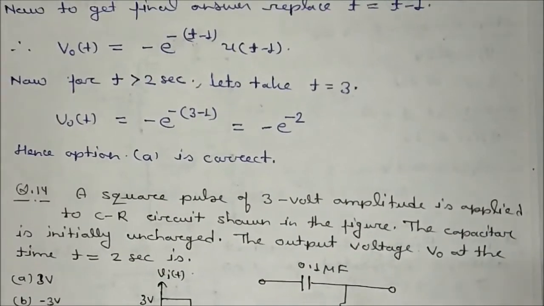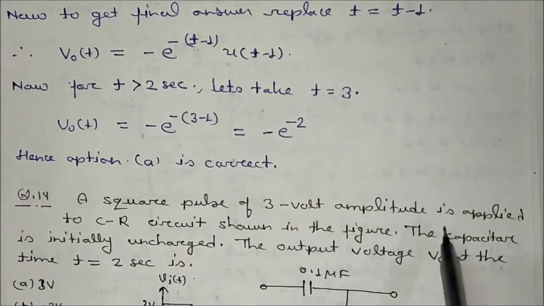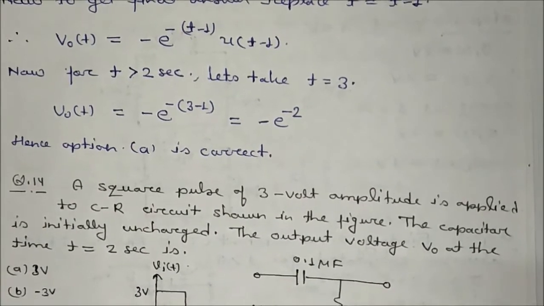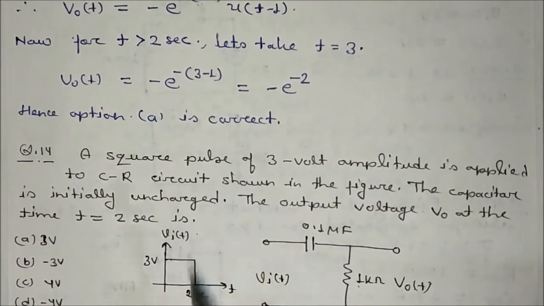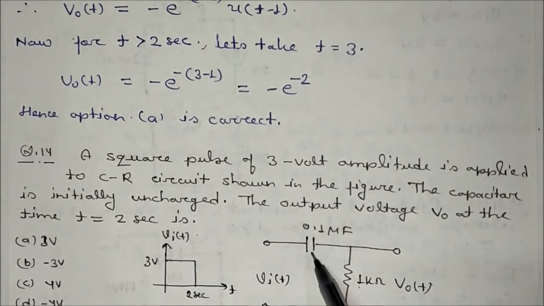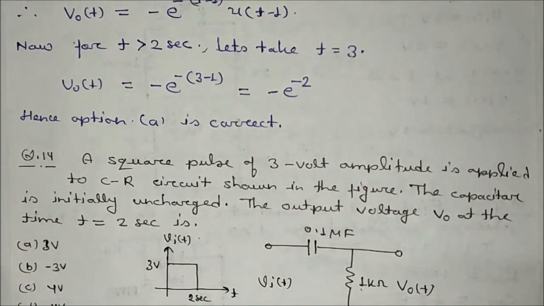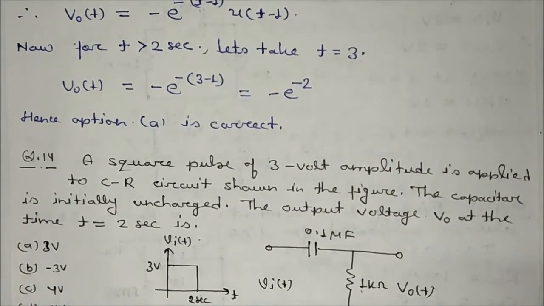What is this problem? A square pulse of 3 volt amplitude is applied to a CR circuit. This is the CR circuit, and a square pulse has been applied to it. The capacitor is initially uncharged. It is saying that VC0 is equal to what? That is 0. The output voltage V0 at time t is equal to 2 seconds will be. Is it okay? So let's see.